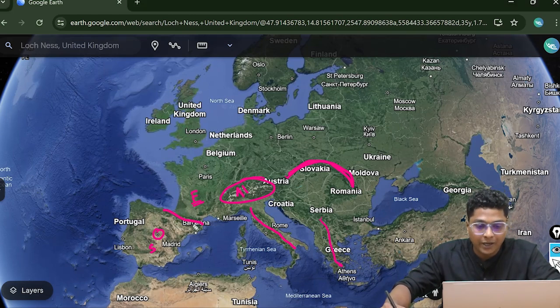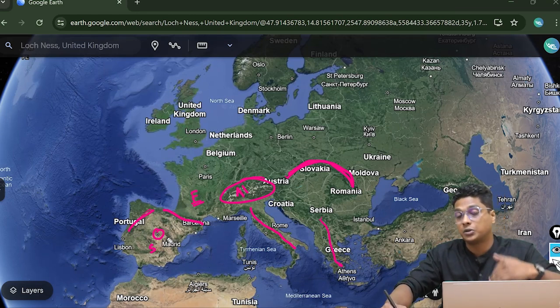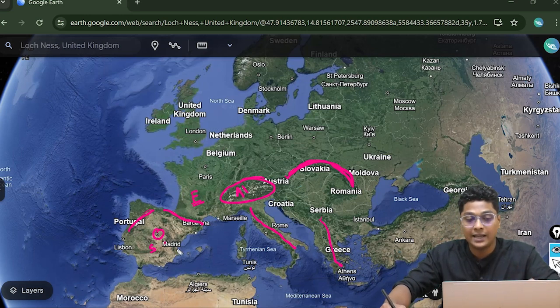Towards the west of the Pyrenees mountain, here we have the Cantabrian mountains, which are located here. I'll show you a better image later, but remember the Cantabrian mountains, and the Pyrenees mountain, which is here, acting as a natural border between Spain and France.